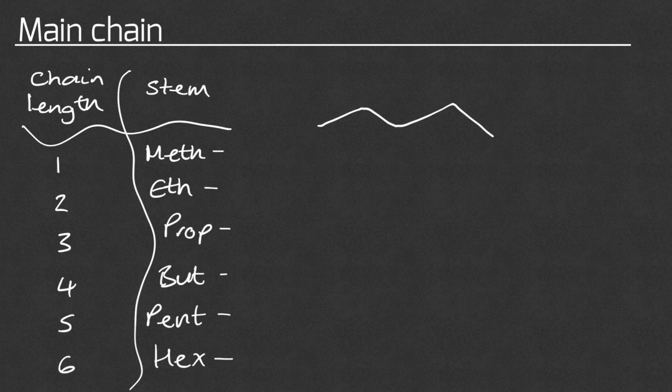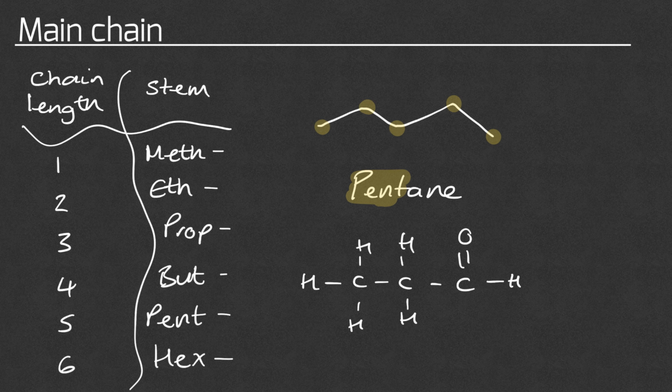We can also do this skeletally, as we've just looked at a moment ago. There are 5 carbons in this case, so the stem of the name would be pent. And you might recognise this molecule from GCSE if you looked at this previously. This would just be pentane. This molecule has 3 carbons in its chain, so the stem of the name would be prop. So this is propanal.